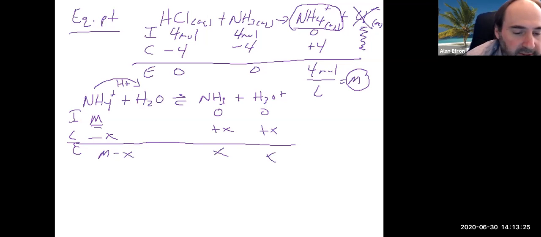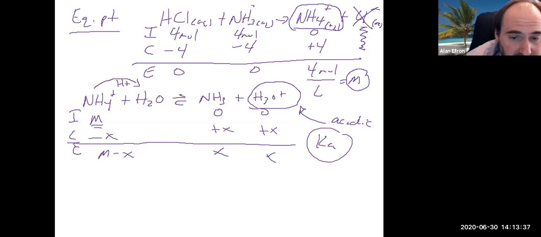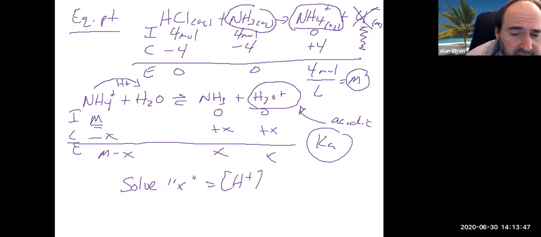But most importantly, when we see this, we should automatically know that it's going to be acidic here because we're producing H3O+. We also know we need a Ka value, which most likely you will have a Kb value for this guy here. So you've got to make sure you have that. In this case, you would solve for X. X would equal the H+ concentration, and then you could go into the pH.